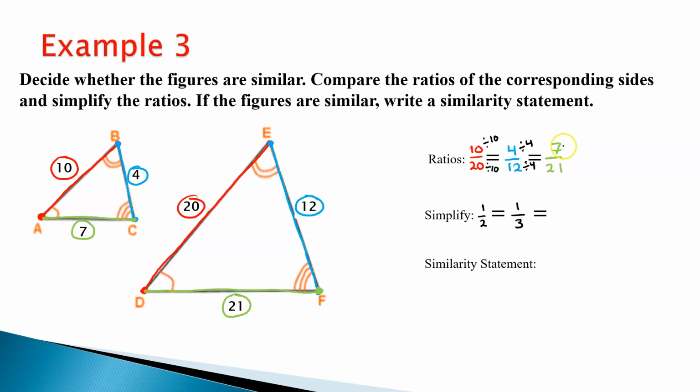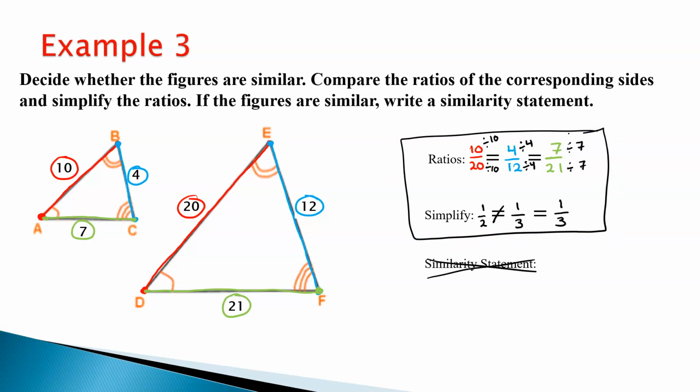But let's just simplify the last fraction here, just so you guys can see. 7 and 21, I can divide them both by 7. So 7 divided by 7 is 1. 21 divided by 7 is 3. So the last two fractions, 1/3 equals 1/3, were fine, but 1/2 does not equal 1/3. So we're not going to be able to write a similarity statement. These figures are not similar. And there is our proof that shows us these are actually not similar. 1/2 does not equal 1/3.